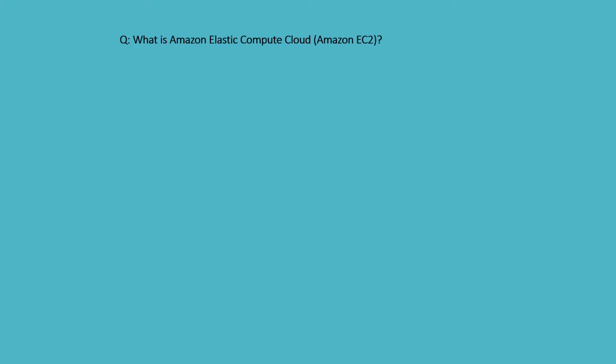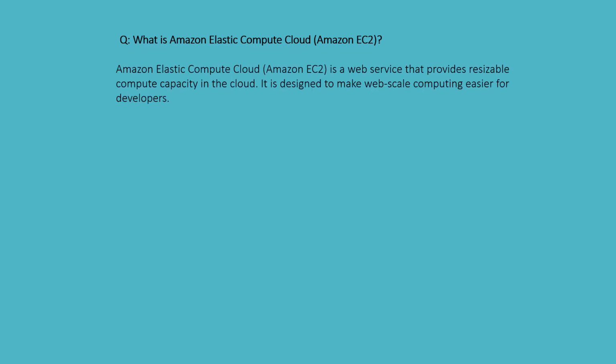First question: what is Amazon Elastic Compute Cloud, EC2? Amazon EC2 is a web service that provides resizable compute capacity in the cloud. It's designed to make web-scale cloud computing easier for developers.